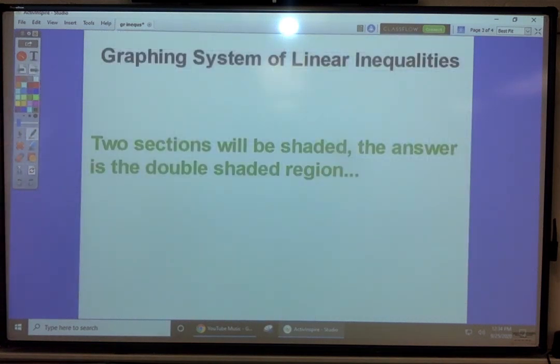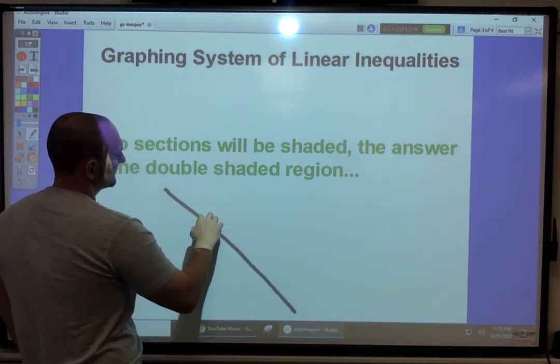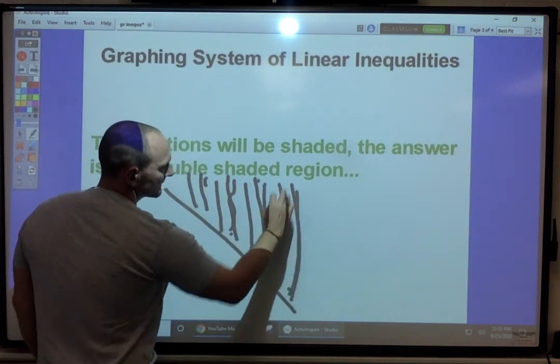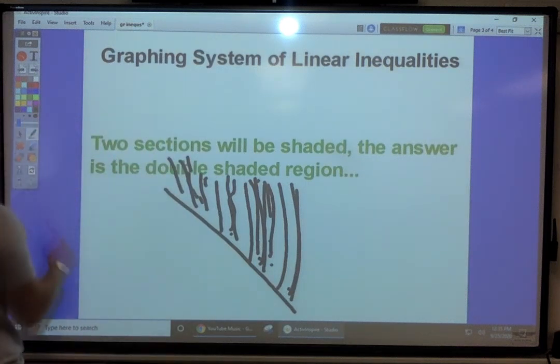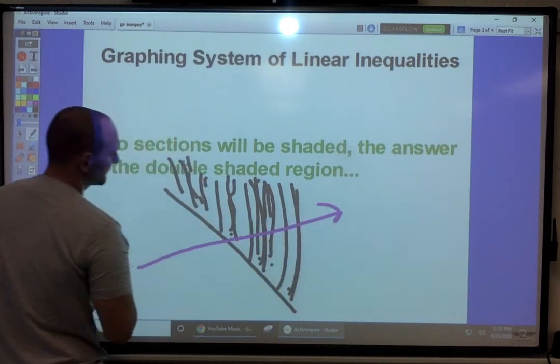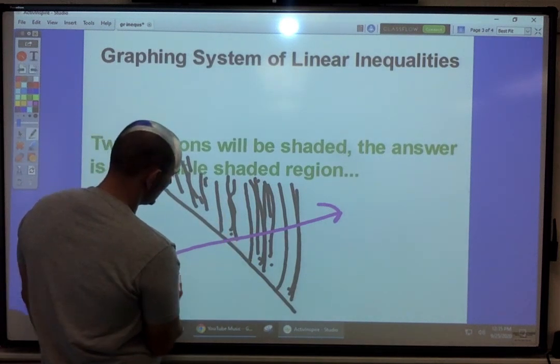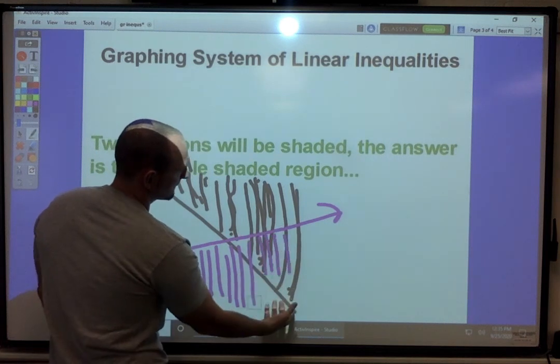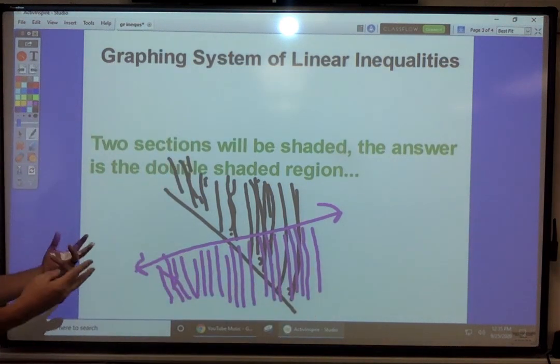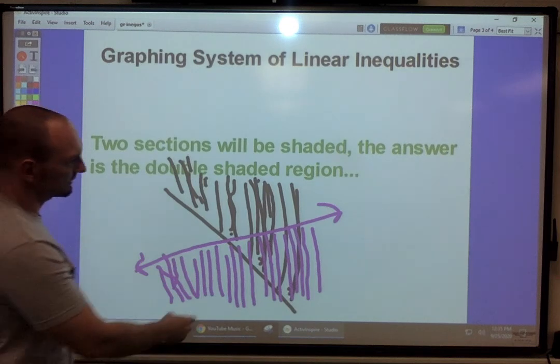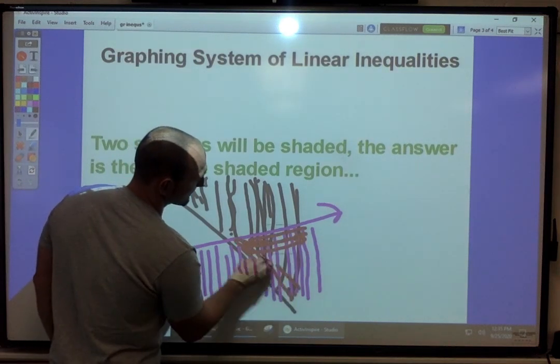Next slide. So now we're going to graph some systems of linear inequalities. You've read that. We're going to have double shaded sections. So it's going to be something like this, and then this side shaded above it. And then we'll have another line drawn through there, and it's going to be shaded somewhere. This one might be shaded below it. Then we look for the section that got shaded twice, which is right here. So my answer section would be right there.